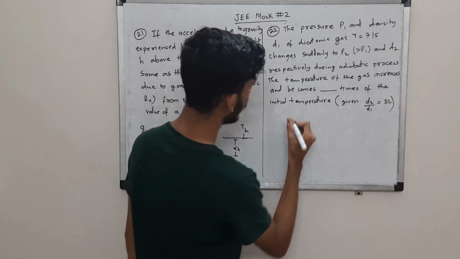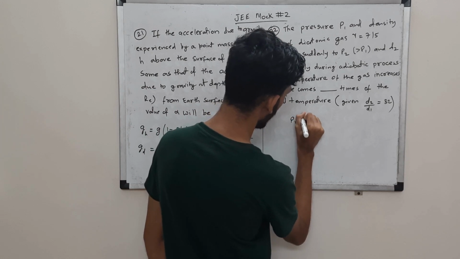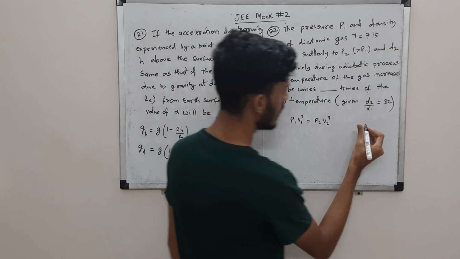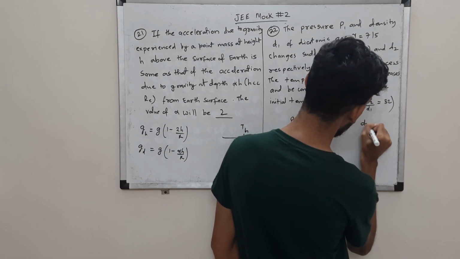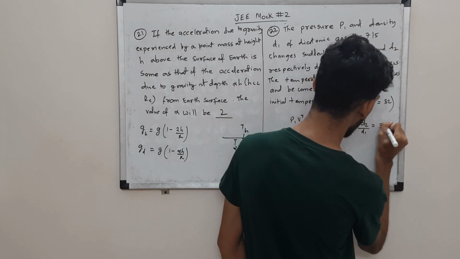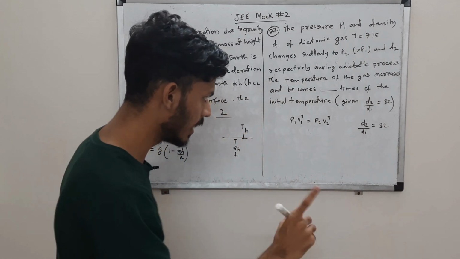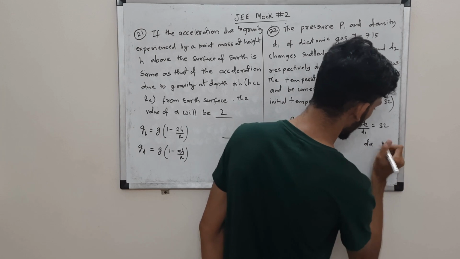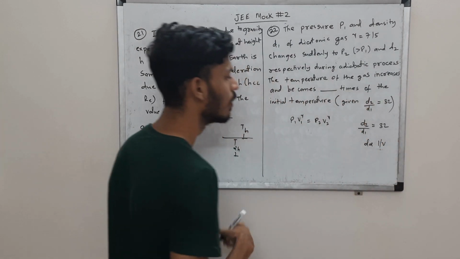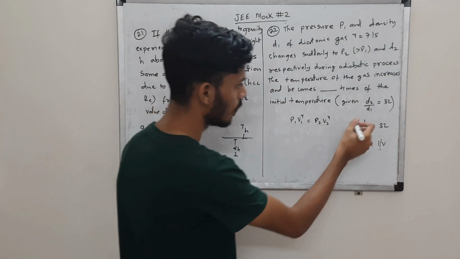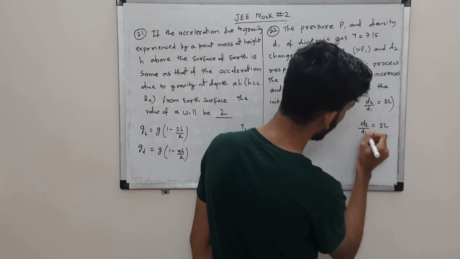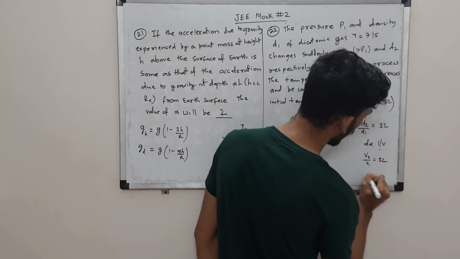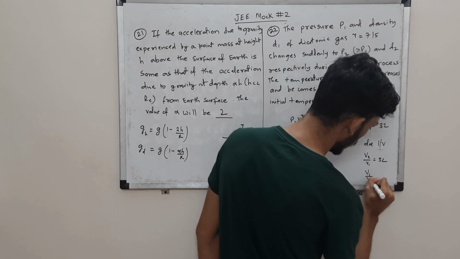So we can use the adiabatic relation P1 V1 raised to gamma is equal to P2 V2 raised to gamma. Now you can see that we are given densities D2 by D1 as 32. So density is inversely proportional to volume. Density is mass by volume, right? So mass is constant of the gas. So density is inversely proportional to volume. So here D2 by D1 is 32.